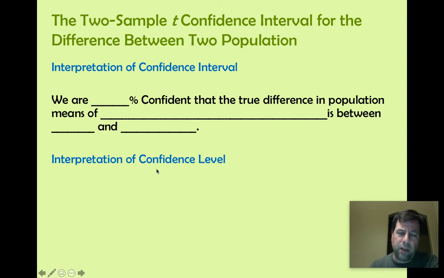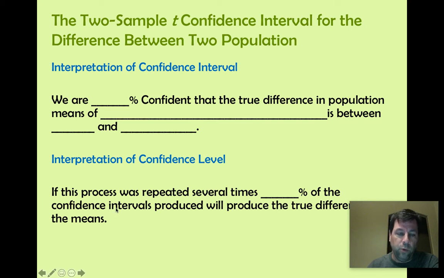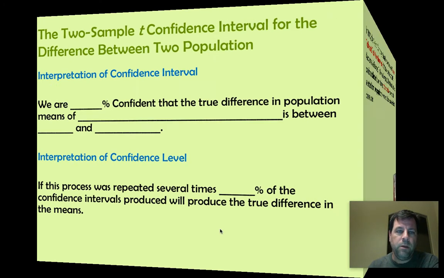Again, if you're ever asked for the interpretation of the confidence level, that's the one where we talk about repeated samplings. If we did this over and over again, we'd have a lot of different intervals. And all those intervals, whatever percent, will contain the true difference of the means. If this process was repeated many, many times, 90%, 95% of these intervals will produce the true difference in means. Okay?